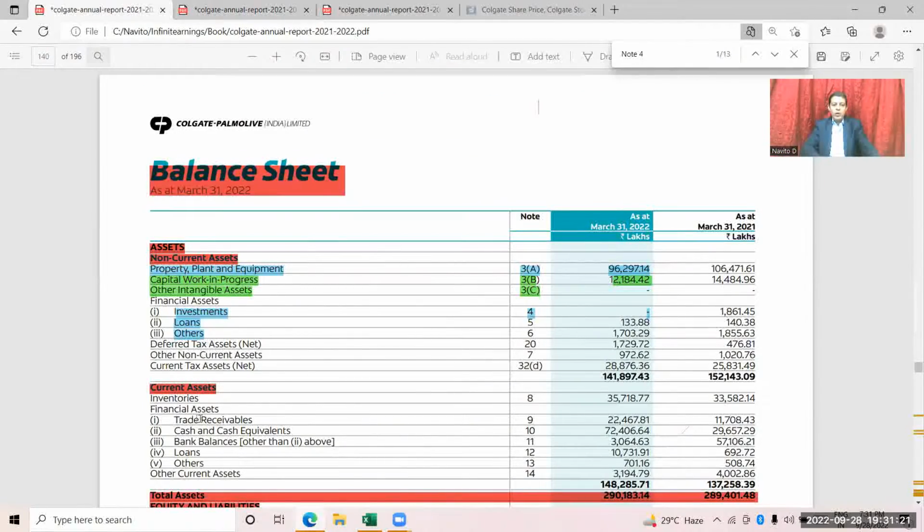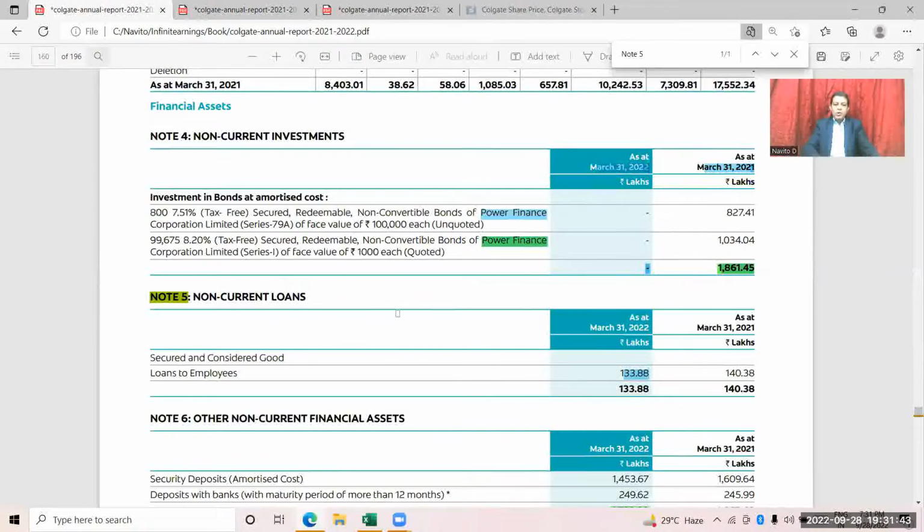So we are back on 140. Loans. Now the loans which the company has as assets is given in note 5, 133.88. This is the total loan that the company has provided to another person or maybe some organization. The details can be found in note 5. So these are non-current loans, long-term loans. So basically the company has given loan to its employees, 133.88. Okay, lucky employees.